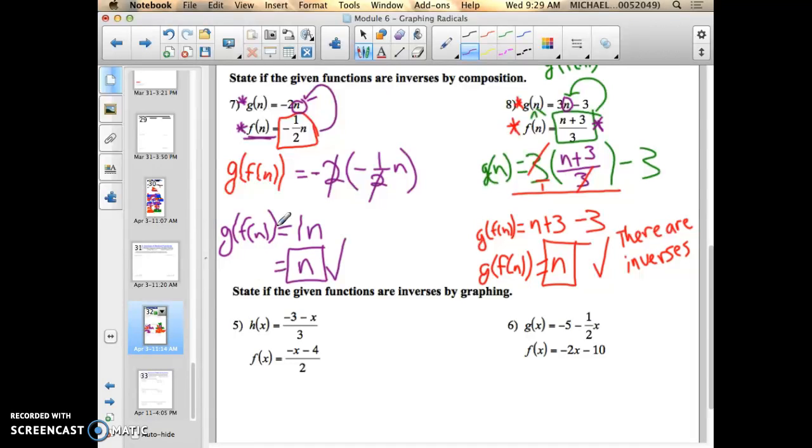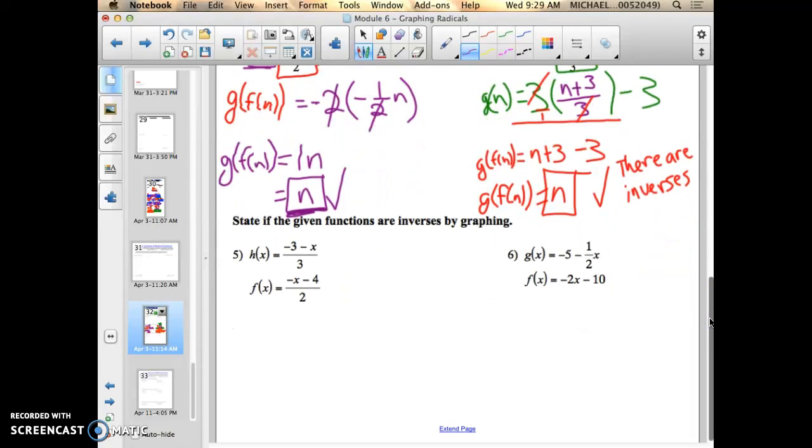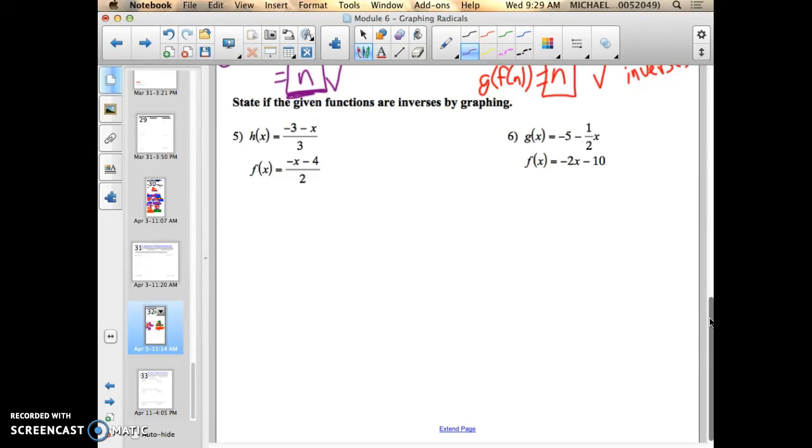But if you didn't get n for your answer after you compose the two of them, please raise your hand so we can talk about it. One last thing I want to show you in this video is how to state the given functions are inverses by graphing.